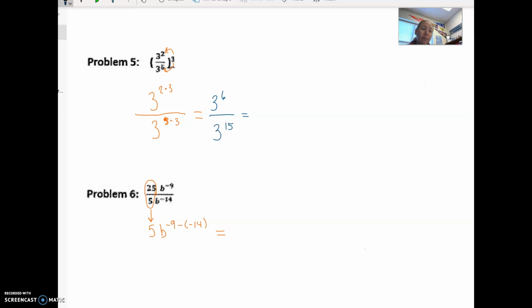And then our next step is to subtract because they have the same base. So think of it as 3, 6 minus 15. And that would give us a negative value. So 3 to the negative 9th. And we can't have a negative, so we would flip it and say 1 over 3 to the 9th. And since my exponent is larger than 5, we'll go ahead and just leave it as 1 over 3 to the 9th. So check your answer and see if that is what you got for the first one.